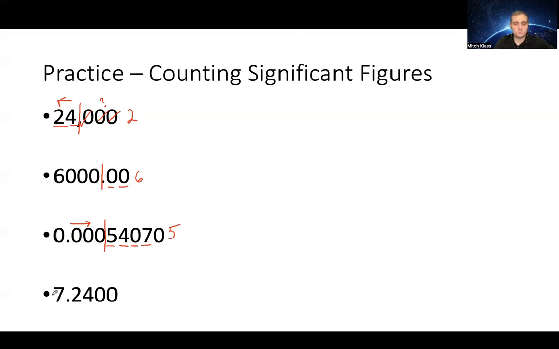Let's take a look at another example of 7.2400. Now, the decimal point is placed over here, and we stop at the first non-zero digit. Well, that's 2 in this case. So we're going to be heading this way, and everything to the right is indeed significant. Now, the 7 is also significant in this case because it's a non-zero digit. So altogether, we're going to have 1, 2, 3, 4, 5 significant digits in this number.